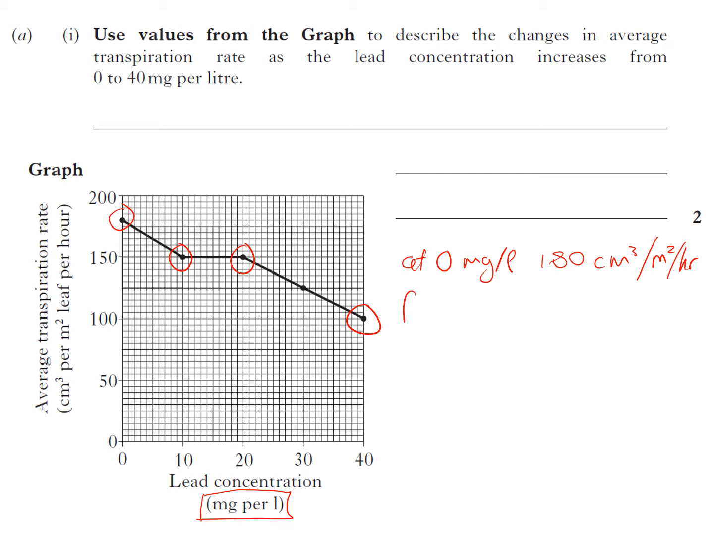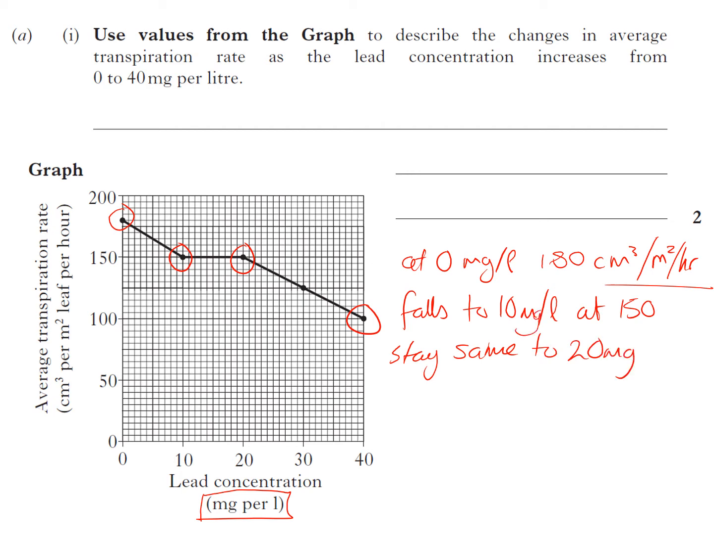And then it falls to 10 megs per litre, and then it's at 150, with your unit preferably. It stays the same to 20 megs per litre. Oh, just realised I missed the G, megs per litre. And then it falls to 40.